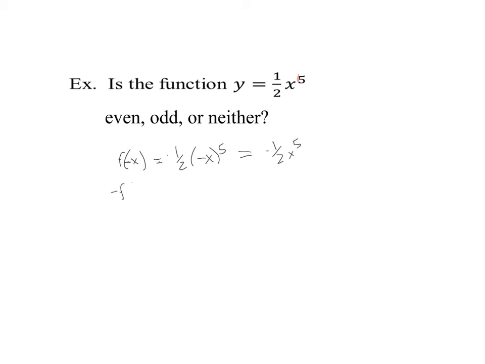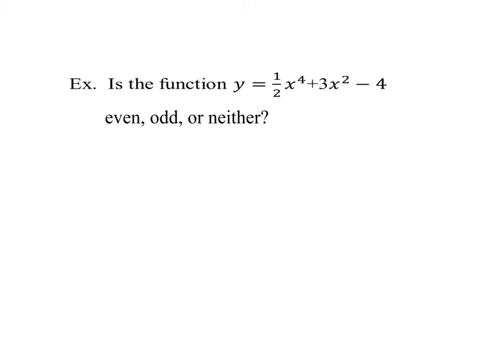If we do negative on the outside, that would give us negative 1/2 brackets x to the 5, so that would be the exact same thing. So in this case, it is odd. Our two reflections are equal to each other, so because of those two matching, we do have an odd symmetry.